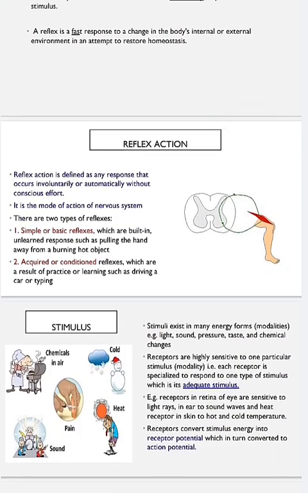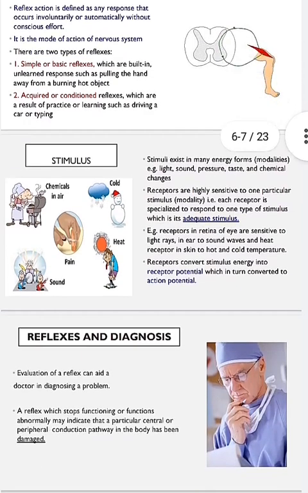Stimuli exist in many energy forms: light, sound, pressure, taste, and chemical changes. Receptors are highly sensitive to one particular stimulus modality, that is, each receptor is specialized to respond to one type of stimulus, which is the adequate stimulus. For example, receptors in the retina of the eye are sensitive to light rays, in the ear to sound waves, and heat receptors in the skin to hot and cold temperature. Receptors convert stimulus energy into receptor potential, which in turn is converted to action potential.